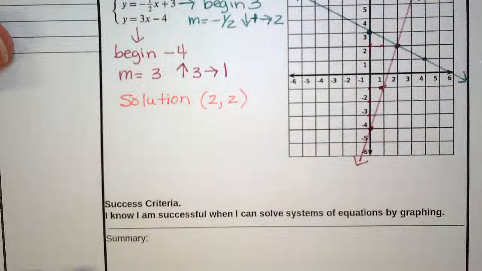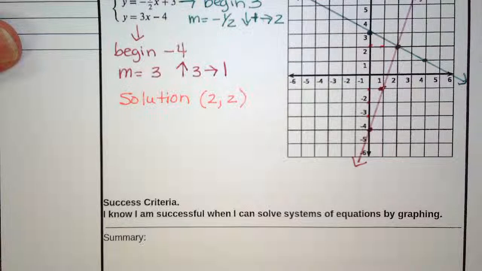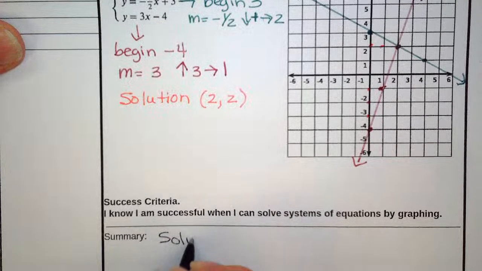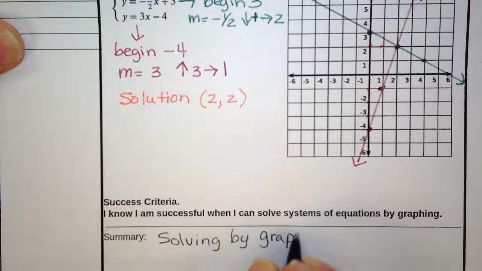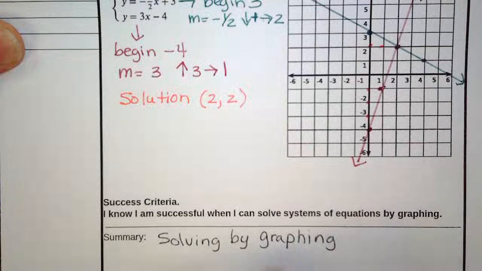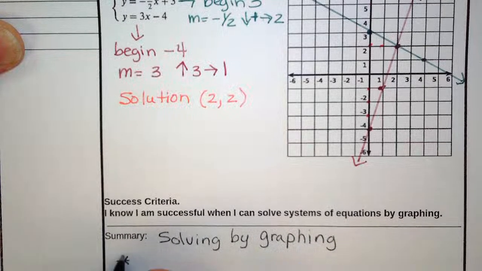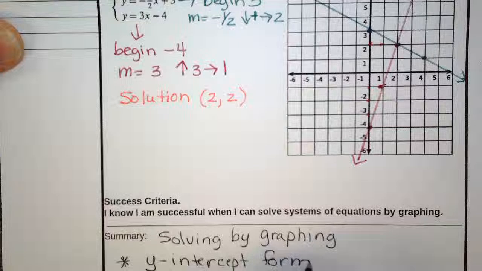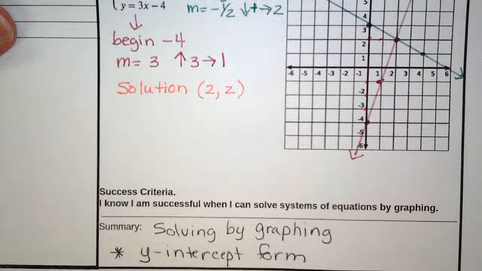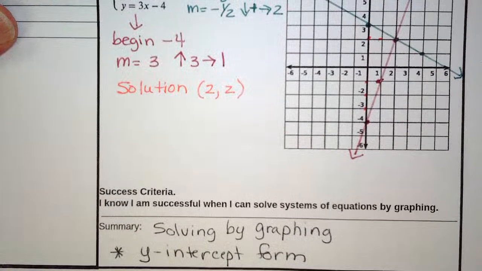How do you know when you're successful? You know you're successful when you can solve any system of equations by graphing. Now these are all in y-intercept form. We're going to use one more day of graphing to solve. This time we're going to look at different forms of linear equations and how we'll solve them for y.